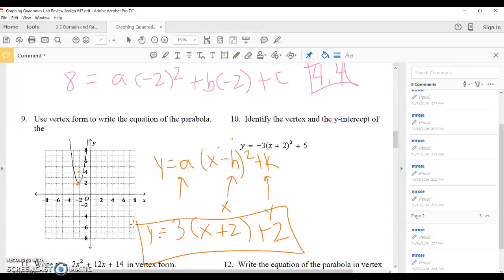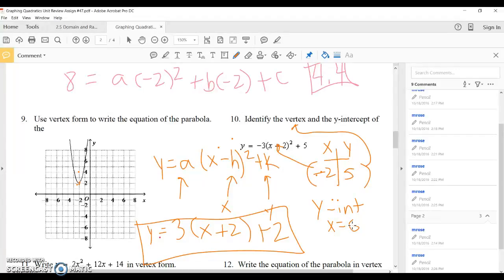Identify the vertex, and anytime I think of vertex, I think of making an XY chart and thinking about what would my middle number be. Here it would be negative 2, and when you plug negative 2 into there, you get 5. So this is my vertex. My y-intercept is when x equals 0. If you plug 0 into there, 0 minus 2 is 2. 2 squared is 4. 4 times negative 3 is negative 12. Negative 12 plus 5 is 7. So I just took my 0 and I plugged it in there. Let's make a better 0.